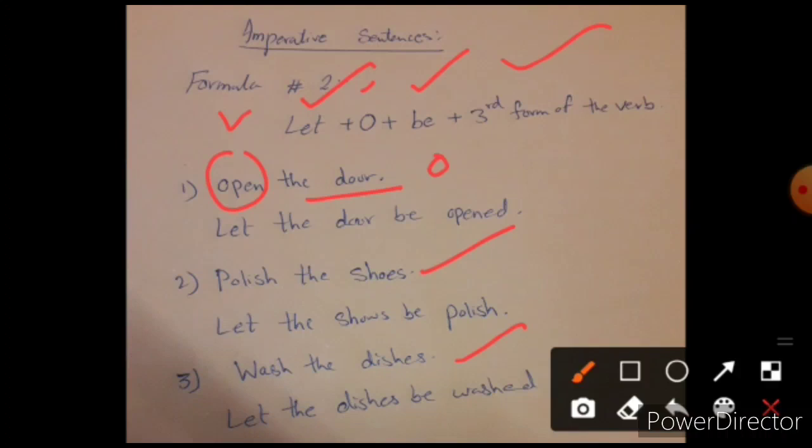You're going to use let. So we have used let, then you're going to use the object, the door, and then you're going to use the original form of be and the third form of the verb. So let the door be opened. Let the sorry, I have written show, but it is basically shoes, so you can correct it. Okay, shoes. Let the shoes be polished. You have to put an ed over here because it's a mistake, but it's all right. You know how to do it now. And wash the dishes. Let the dishes be washed.